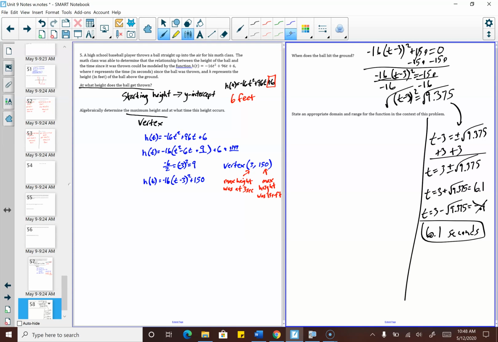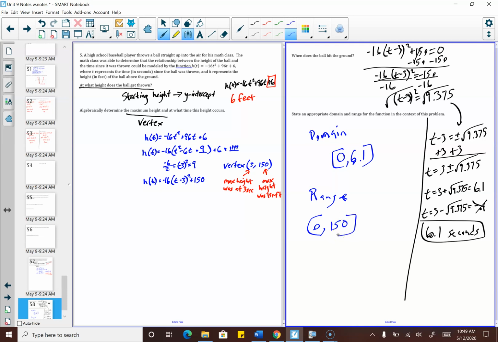So now if we want to finish up this problem with an appropriate domain and range, well, our domain is our x's, which is being replaced by our time. So when does this start? Time always starts at 0 seconds. And when does this end? This always ends when the ball hits the ground. So therefore, it's going to end at 6.1. Our domain always goes from the starting time, which is 0, to the time it hits the ground, in this case 6.1. Now our range always goes from the ground, which is 0 feet, all the way up to the maximum height, which is 150 feet.